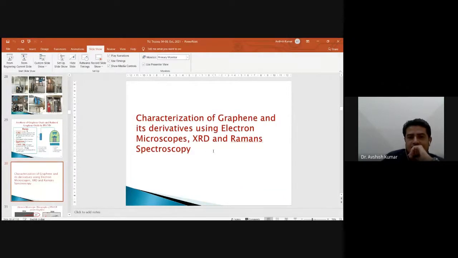So another important point here is the characterization of the material and its derivative. I have just mentioned 2 or 3 techniques: electron microscopes, XRD, and Raman spectroscopy. Sorry, it is Raman spectroscopy.